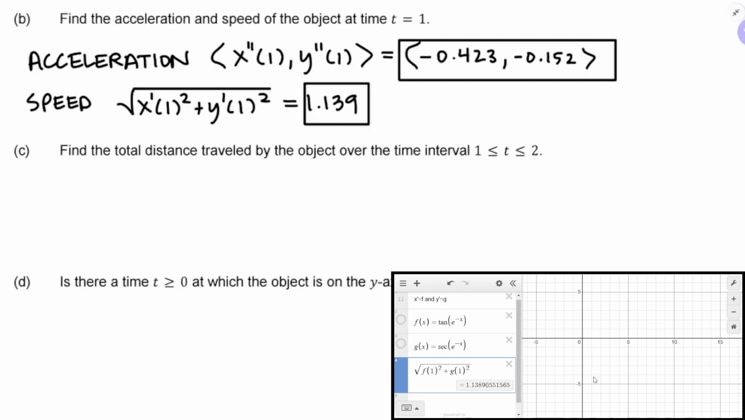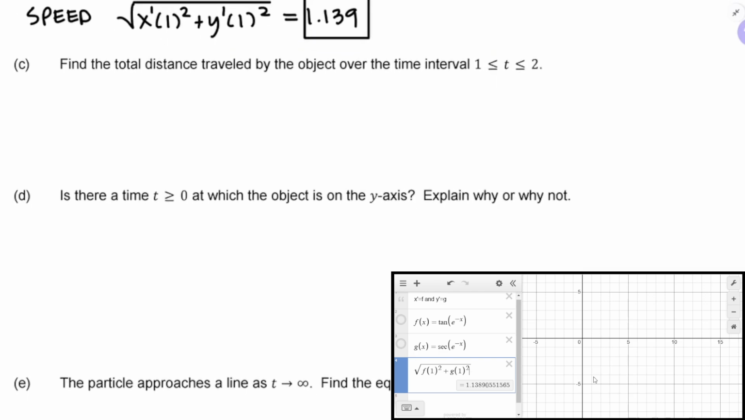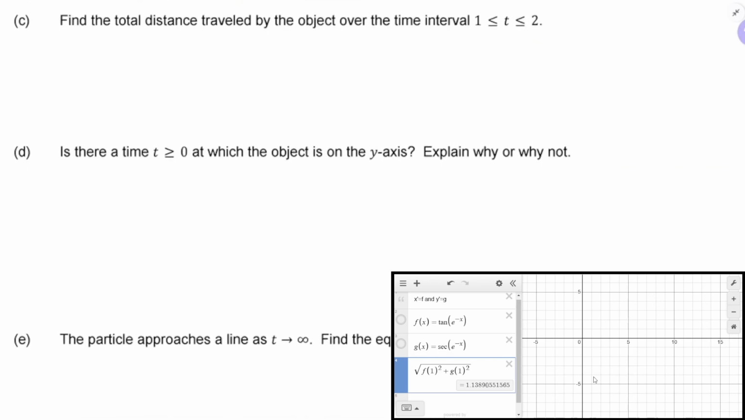And there we go. Then if I want to find the total distance traveled by the object over the time interval 1 to 2, I'm going to be integrating that speed. So I should be able to adjust this entry here and throw an integral around it, or at least cut and paste it in, change the 1's to t's, and I think that should work.